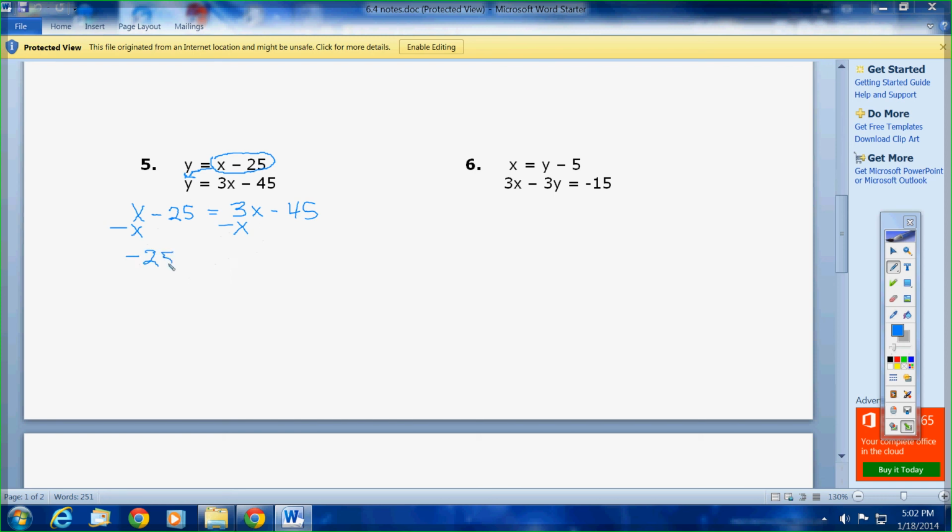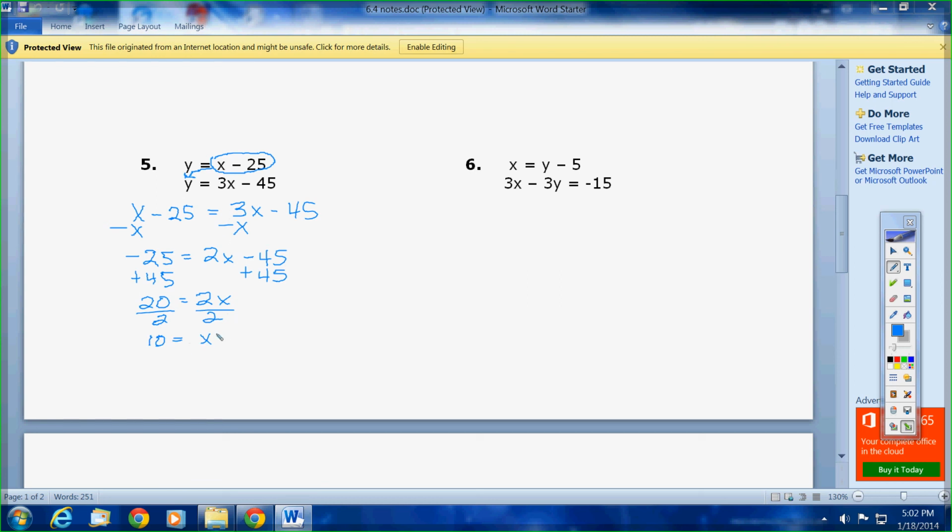I'm left with negative 25 is equal to 2x minus 45. Then I'm going to take this negative 45 and move it to the left side by adding 45. And I get 20 left over, so I get 20 is equal to 2x. Then I'm going to divide by 2. And x is going to equal 10. So my x-coordinate for my system is going to be 10.